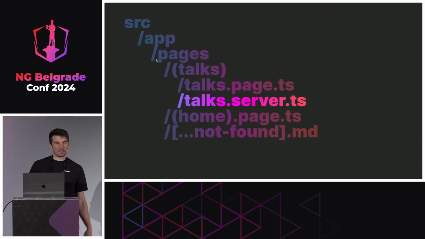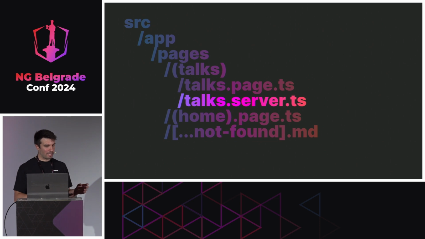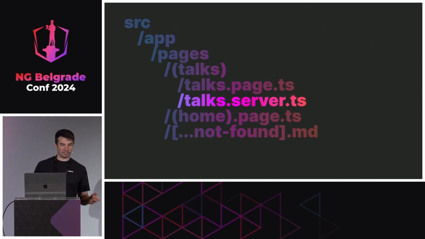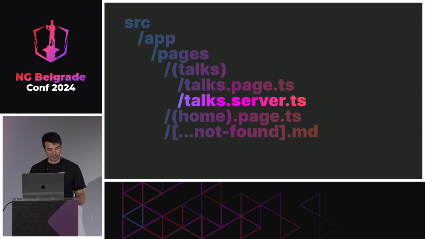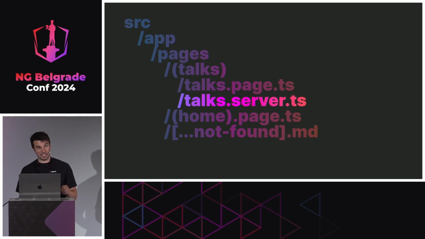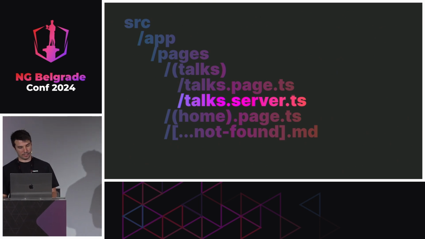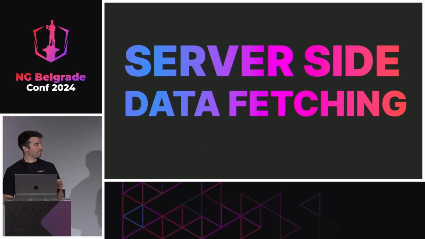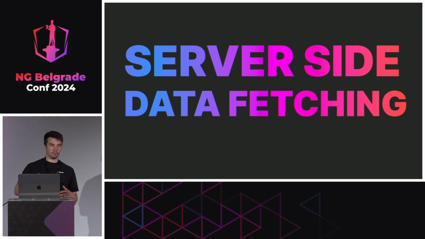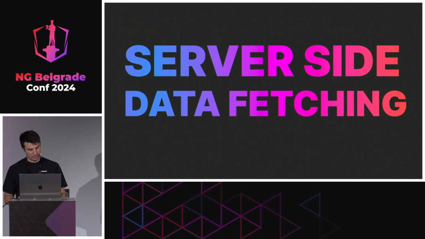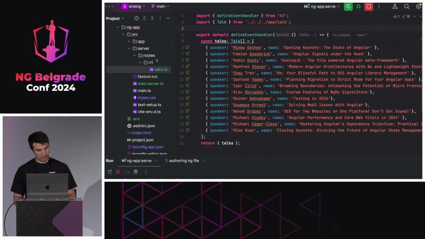There's also something weird you might have noticed. Why is there a talks.server.ts file in my pages component? That's another really cool thing that you get out of the box with Analog, which is server-side data fetching. It means that before we even render the site, we can fetch data on the server that we then expose to our Angular component through a simple input. So I'm going to show you really quick what that is.